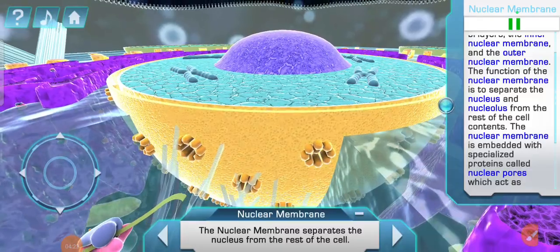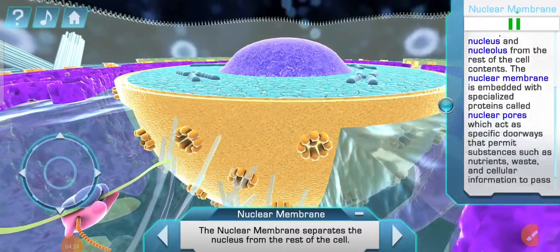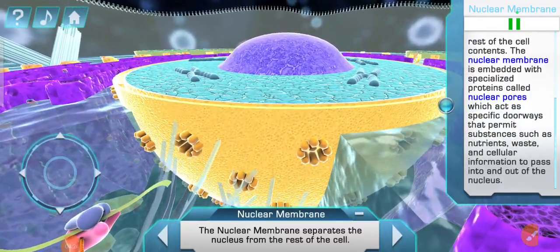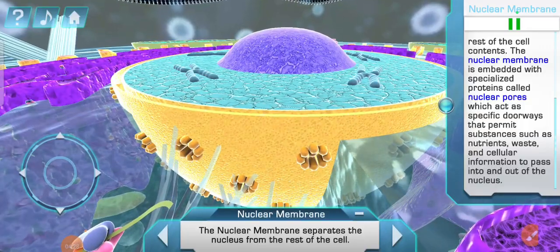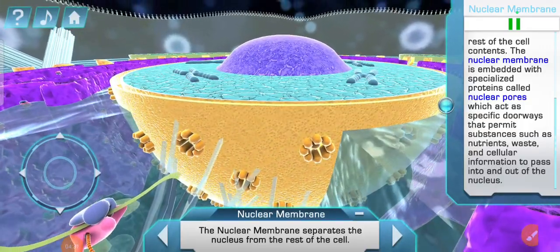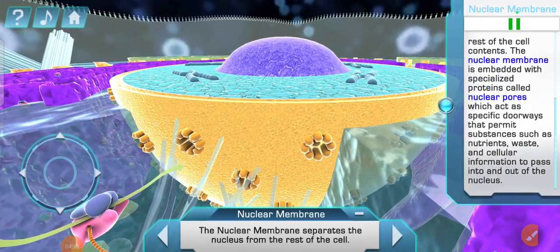The nuclear membrane is embedded with specialized proteins called nuclear pores, which act as specific doorways that permit substances such as nutrients, waste and cellular information to pass into and out of the nucleus.